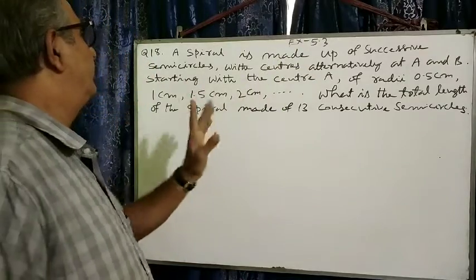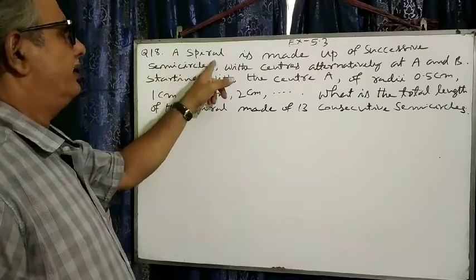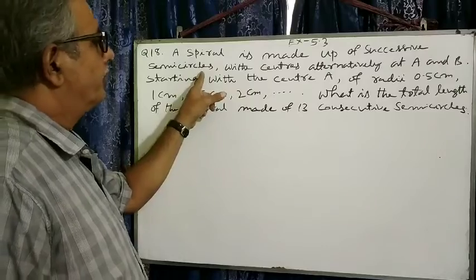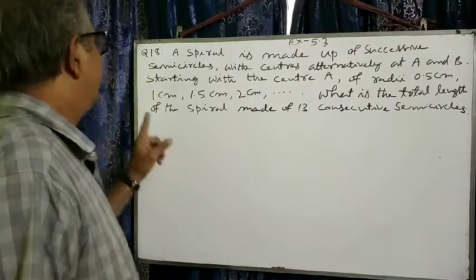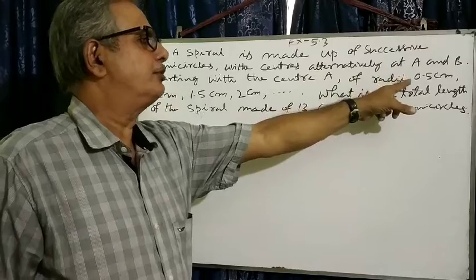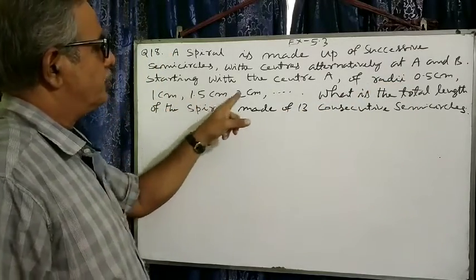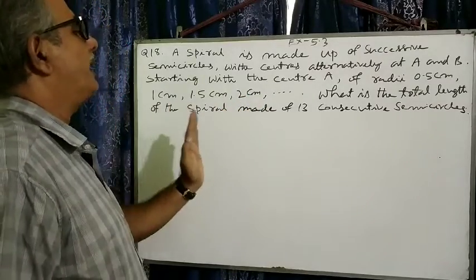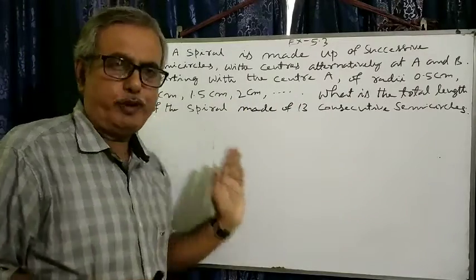Exercise 5.3, question number 18. A spiral is made up of successive semicircles with the centers alternately at A and B, starting with the center A, of radius 0.5 centimeter, 1 centimeter, 1.5 centimeter, 2 centimeter, and so on. What is the total length of the spiral made of 13 consecutive semicircles? What do we have to do?